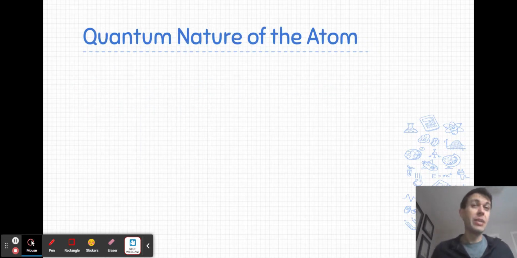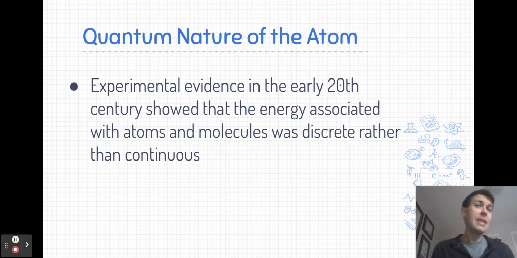Before getting into the structure of the atom as described by the quantum model, we want to start off by just talking about what it means for an atom to be described in the quantum nature using quantum theory. In the late 1800s and early 1900s, there was mounting experimental evidence that the energy that's associated with matter, so atoms and molecules, was discrete rather than continuous. So what do we mean by discrete?